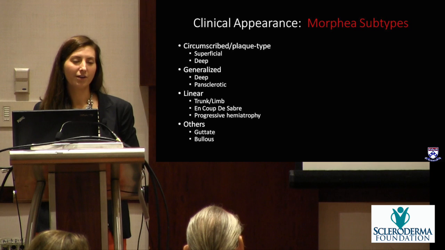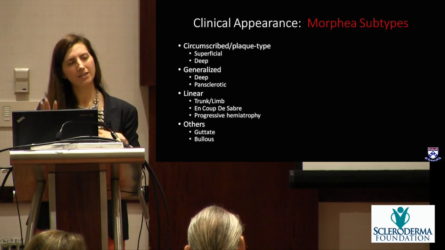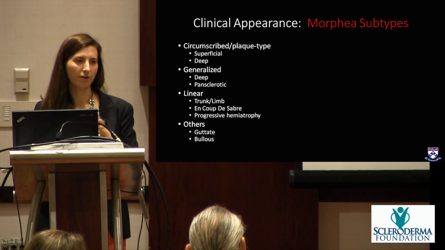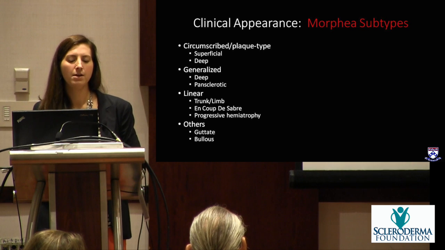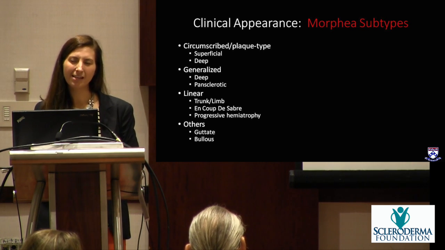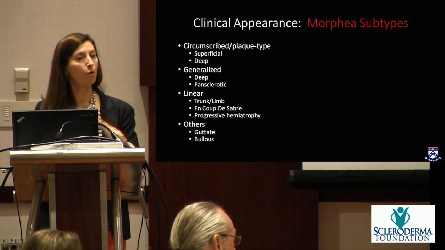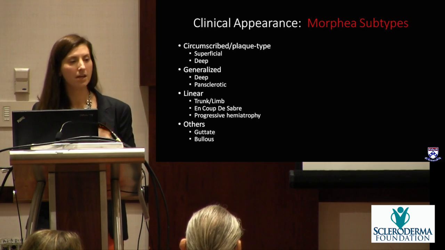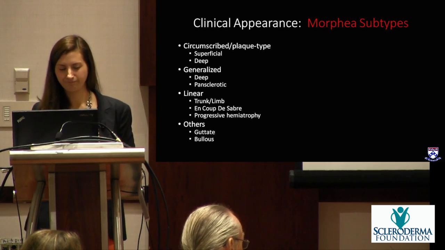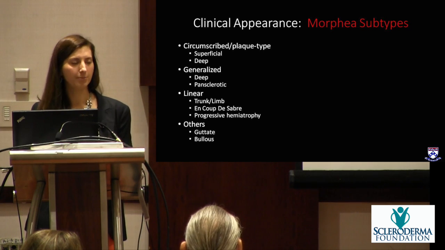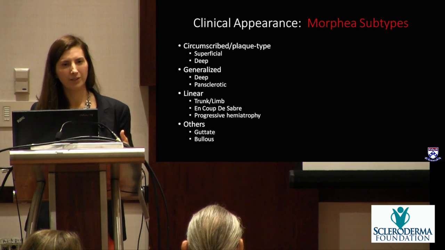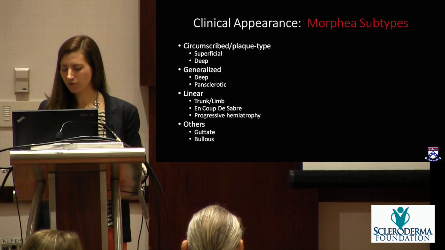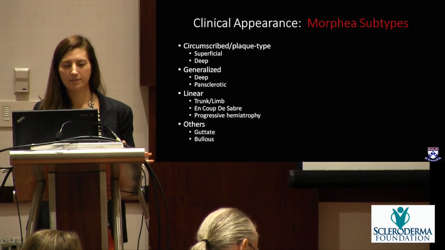And there's also progressive hemiatrophy, which is thought to potentially be a subtype or very associated with en coup de sabre. And for that, there's classically no overlying change to the skin, but it affects the deeper tissues only, most commonly on the face. There are some others that people have classified as guttate or bullous, but those are a little bit controversial. I included them just for completeness.